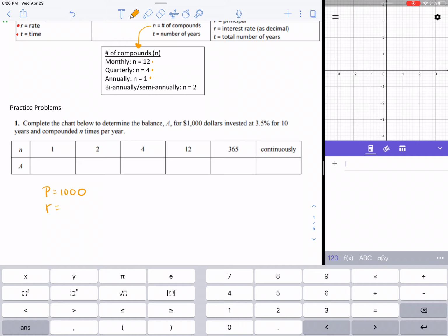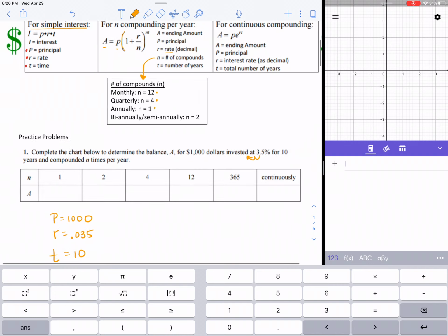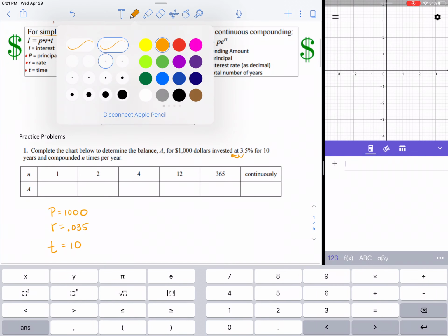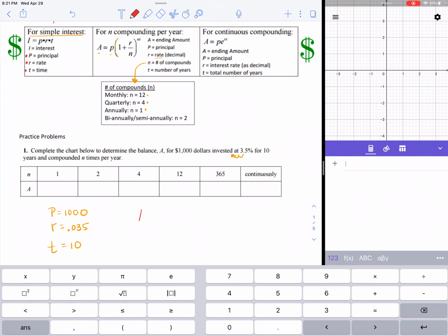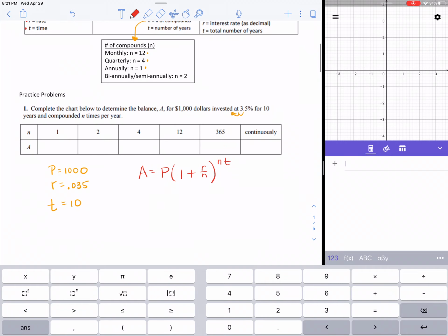The rate is 0.035, the 3.5%, move the decimal 2 places to the left. The time is 10 years, but they keep changing what the n is. So in our formula, the way that you see it, it's A equals P times 1 plus r over n to the nt power.